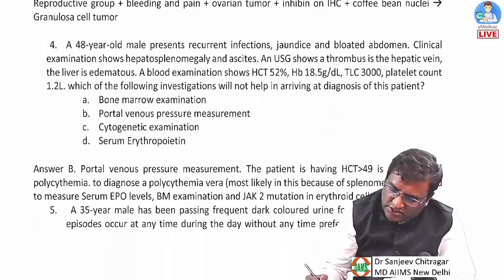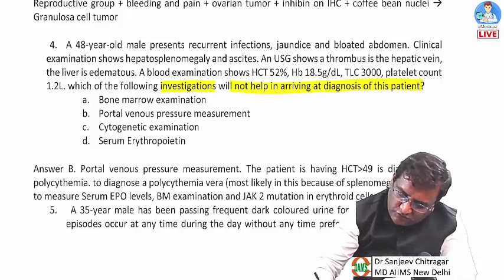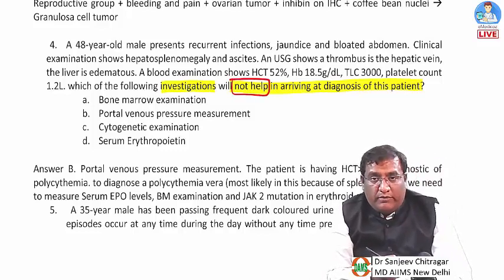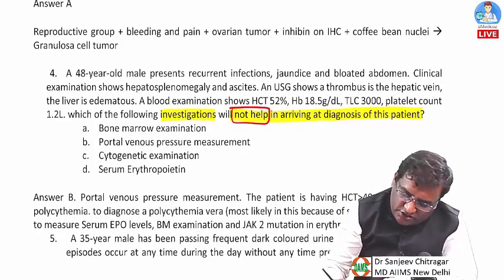So the next question, again the last line. Which of the following investigations will not help in arriving at a diagnosis? The question says will not help, so which is not a useful investigation? Bone marrow examination, portal venous pressure measurement, cytogenetic examination, serum erythropoietin. Let me look at the question.